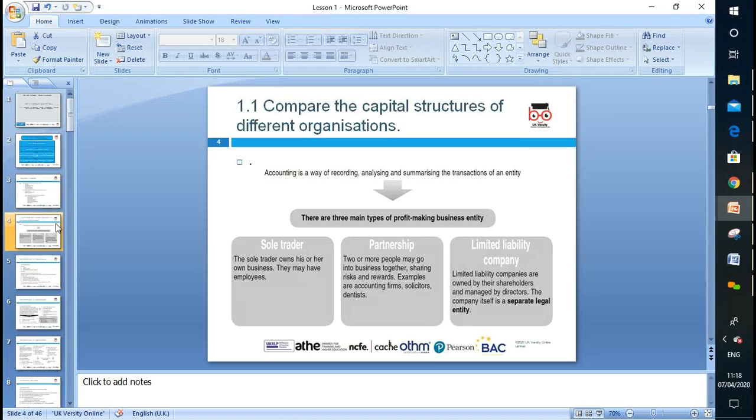Compare the capital structure of different organizations. Sole trader: what is meant by sole trader? Does anybody know? If you want to start a business, you can start it as a sole trader, owned by one person. A corner shop is a sole trader. A partnership can be 2 to 20 people: minimum 2, and up to 20.